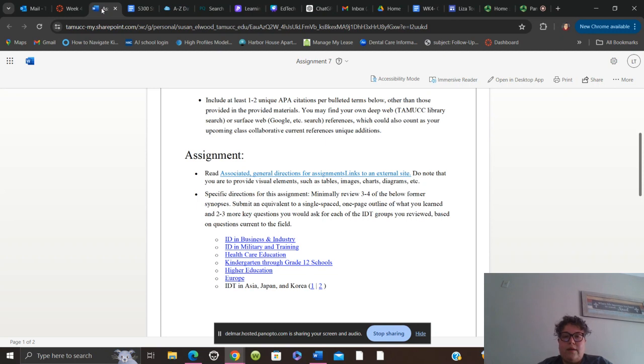The assignment was to include 1 to 2 APA citations for bulleted terms below. And it asked to read the associated general directions for the assignment. Specific directions for the assignment were to review 3 or 4 of the below former synopses, submit an equivalent to a single-spaced, one-page outline of what you learned, and 2 to 3 more key questions you would ask for each of the IDT groups you reviewed, based on questions current to the field.